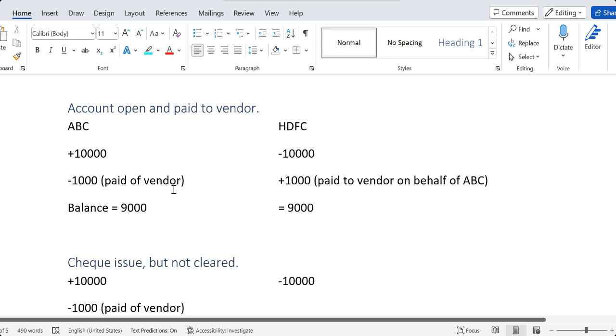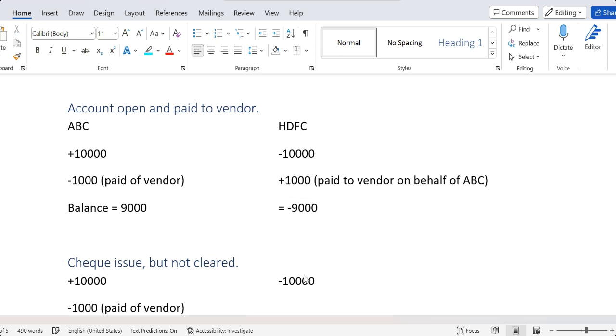See here, I deposit 10,000, it is my asset. The bank makes it a liability, and then I pay a vendor, which decreases my balance. Now my balance is 9,000, and the bank is saying, okay, before this I was liable to pay 10,000, 1,000 I've already paid on your behalf, now I'm liable to pay 9,000, right?